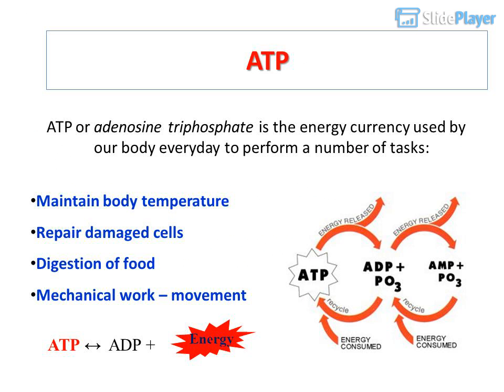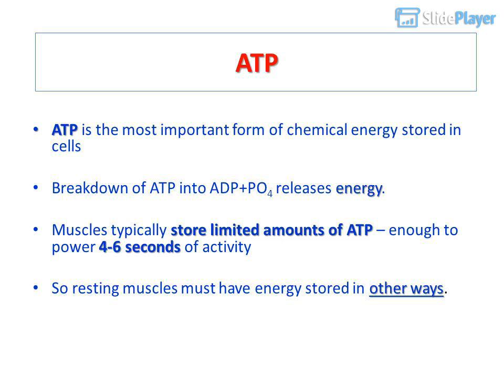ATP. ATP, or adenosine triphosphate, is the energy currency used by our body every day to perform a number of tasks: maintain body temperature, repair damaged cells, digestion of food, mechanical work, movement. ATP ⇄ ADP + energy. ATP is the most important form of chemical energy stored in cells.